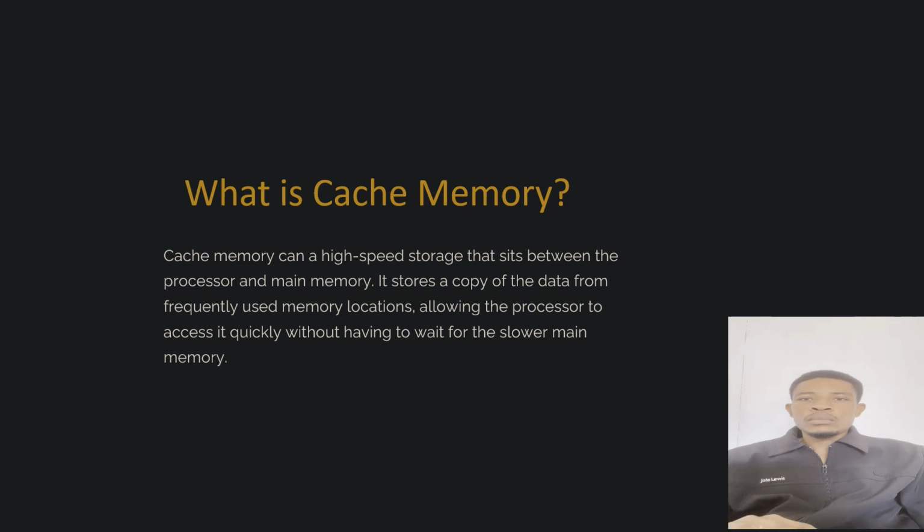What is cache memory? Cache memory is a high-speed storage that sits between the processor and the main memory. It stores a copy of data from frequently used memory locations, allowing the processor to access it quickly without having to wait for the slower main memory.